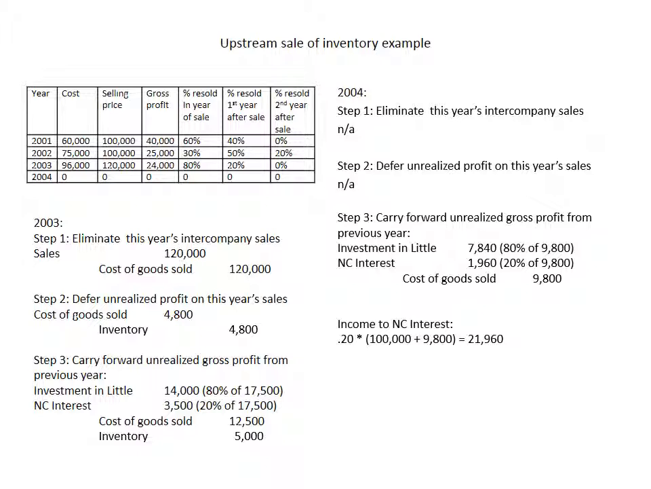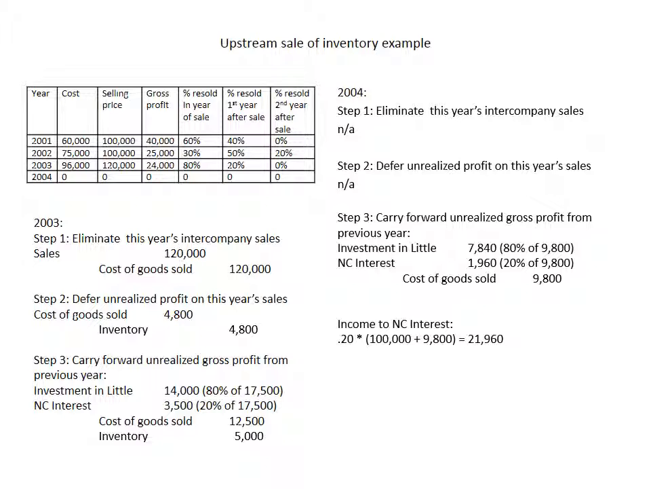Lastly, the income to the non-controlling shareholders, again they're going to get 20% of the adjusted/realized earnings. We look at those elimination entries, and the only entry there is the third one where there's a credit to cost of goods sold that reduces cost of goods sold or increases earnings by $9,800, so the non-controlling shareholders get 20% of $109,800 or $21,960.